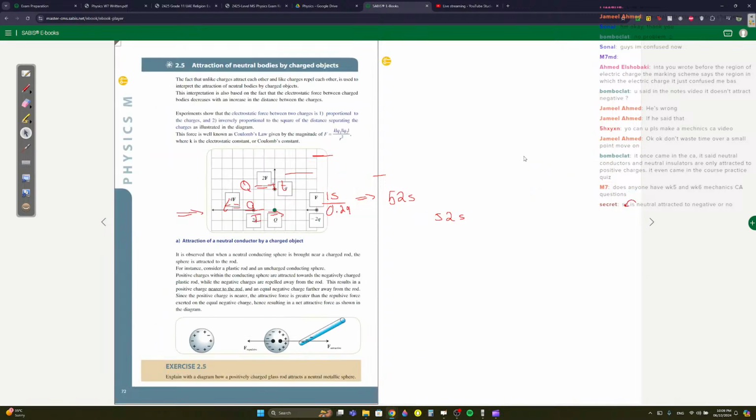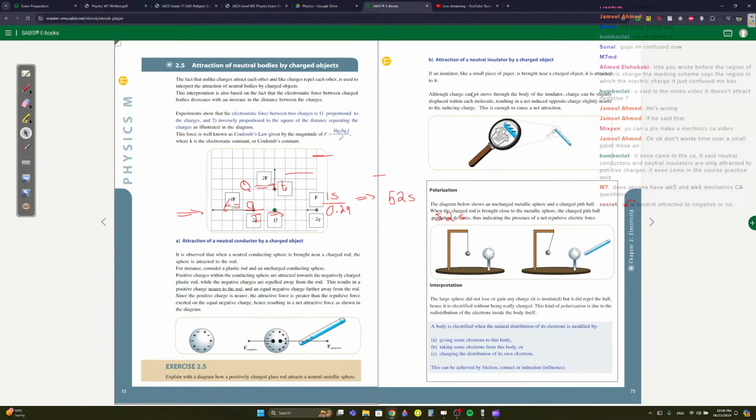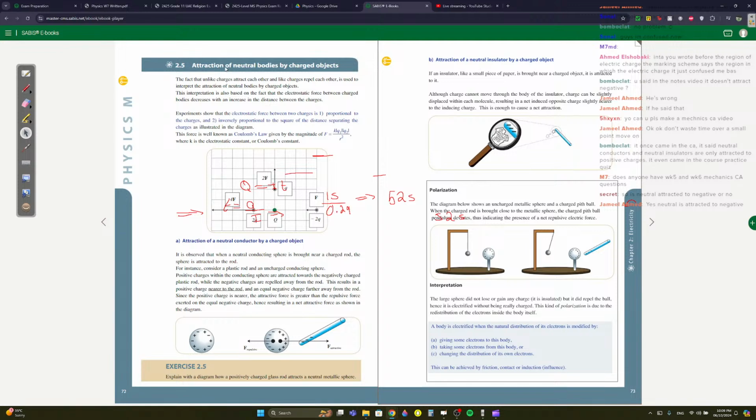I think it's the next page here. Yes. Attraction of neutral bodies by charged objects. Attraction of a neutral conductor by charged objects. It is observed that when a neutral conducting sphere is brought near a charged rod, the sphere is attracted to the rod. They said charged, right? For instance, consider a plastic rod and an uncharged conducting sphere. Positive charges within the conducting sphere are attracted towards the negatively charged plastic rod, while the negative charge is repelled away. This results in a positive charge near to the rod.